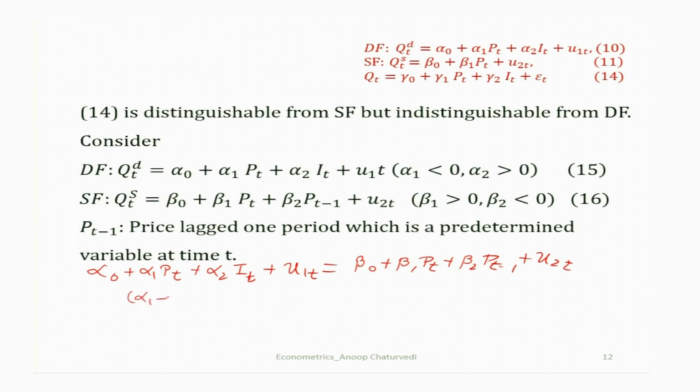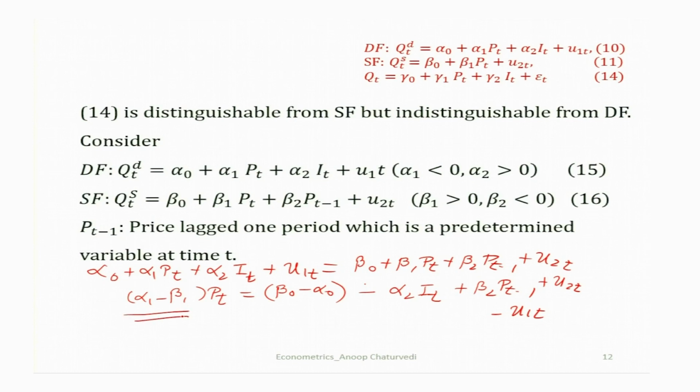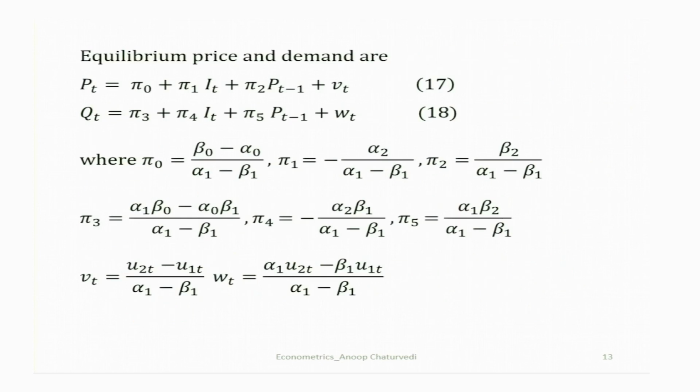So, you get alpha 1 minus beta 1 p t equal to beta naught minus alpha naught minus alpha 2 I t plus beta 2 p t minus 1 plus u 2 t minus u 1 t, and then we divide by alpha 1 minus beta 1. So, finally, obtain p t equal to pi naught plus pi 1 I t plus pi 2 p t minus 1 plus v t, and similarly, you can obtain the equilibrium quantity also.